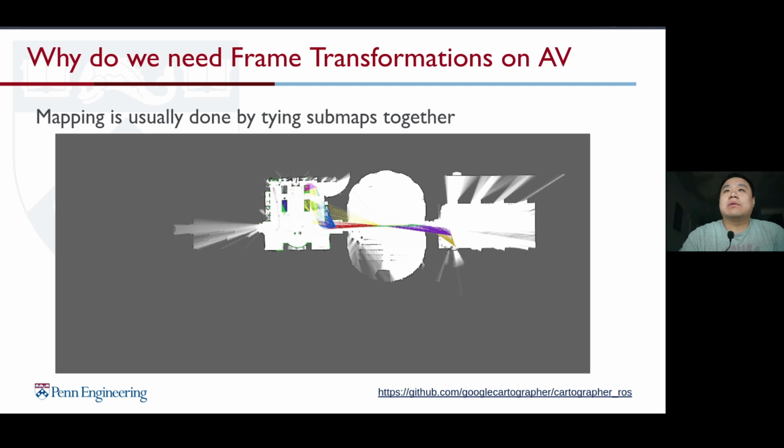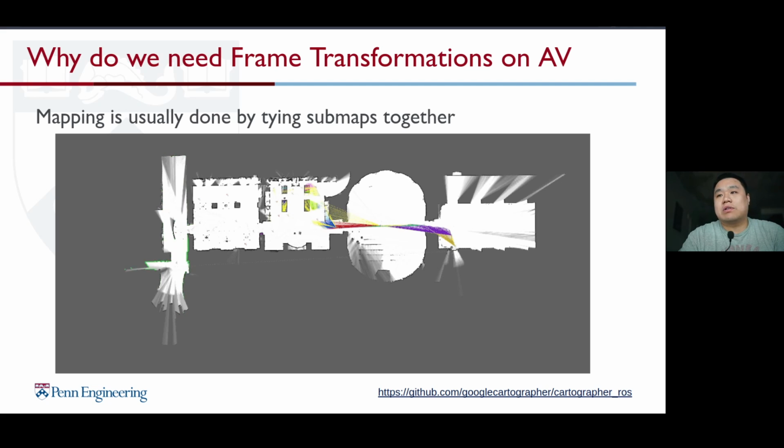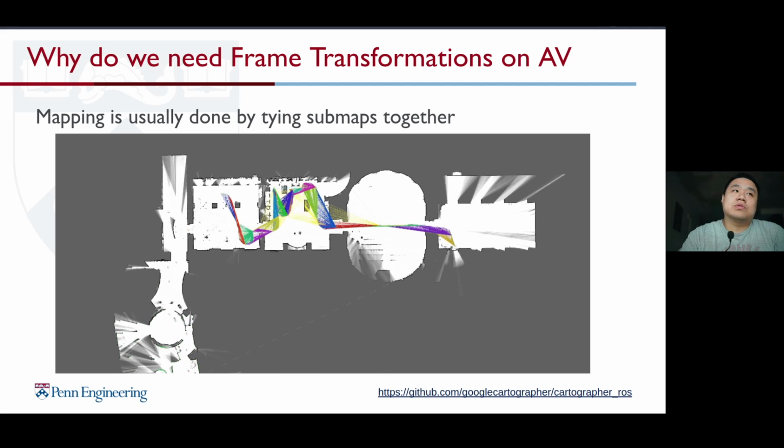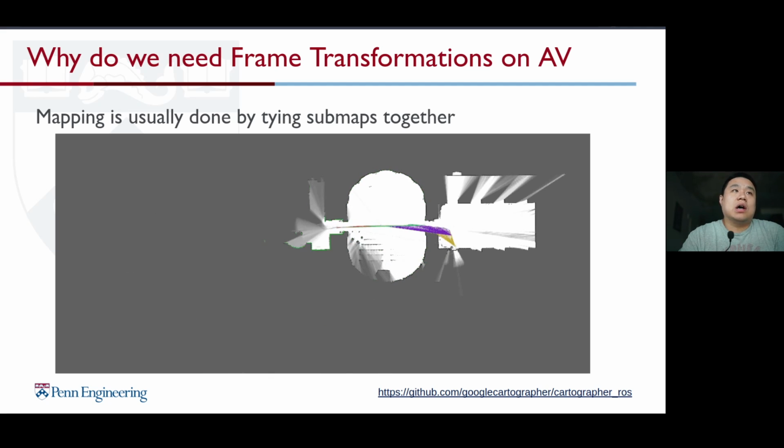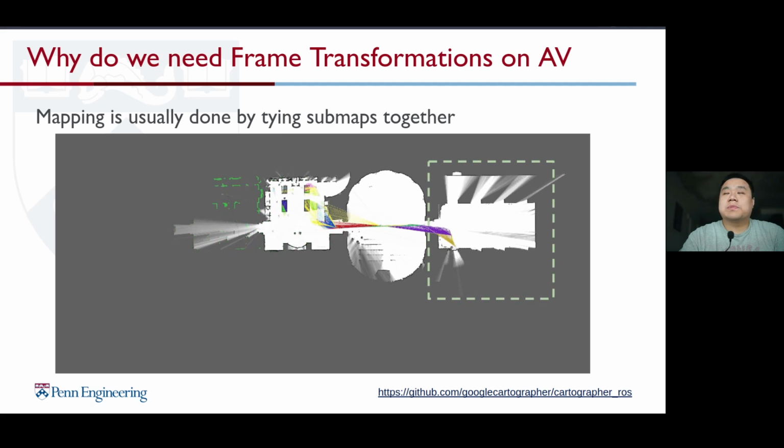And the second reason that we need to do frame transformation on an autonomous vehicle is that mapping is usually done by tying submaps together instead of creating a whole map all at once. The animation shown is a demo of Google's Cartographer in 2D. We'll be using it later in the course, and we'll talk about how to create maps from its SLAM algorithm later in the course. For example, in Cartographer, there are two subsystems.